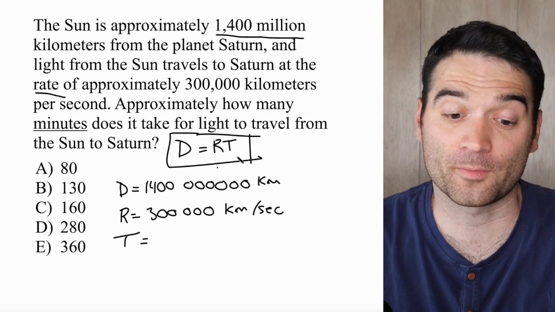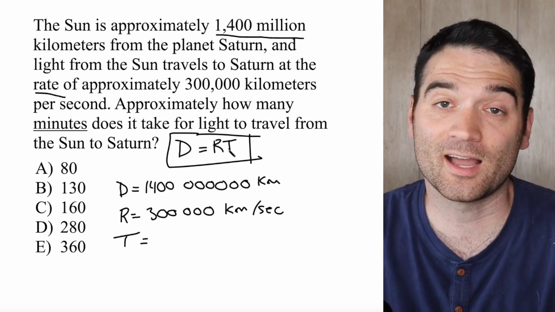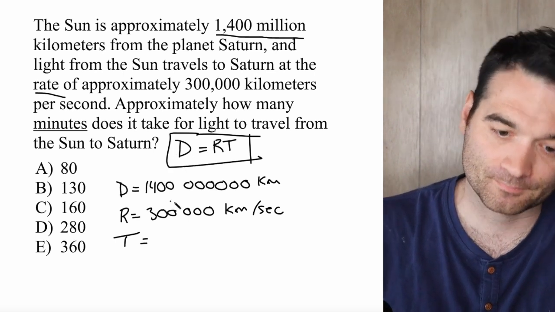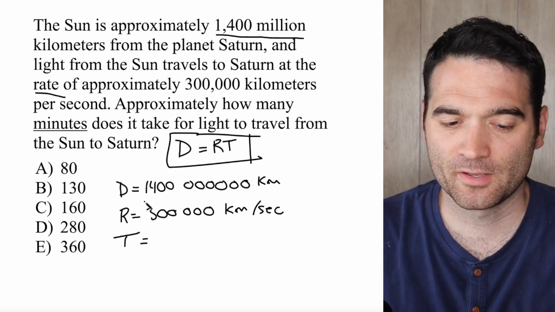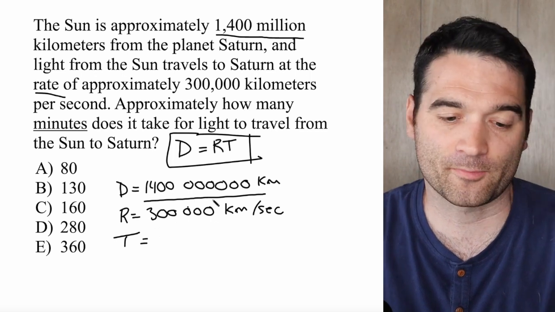So how are we going to find the time? Well, we're just going to use our formula here. To find the time, I'm going to do distance divided by rate. Time is distance divided by rate. So let's do that division. I'll just draw a division line right there. So 1,400 million divided by 300,000.